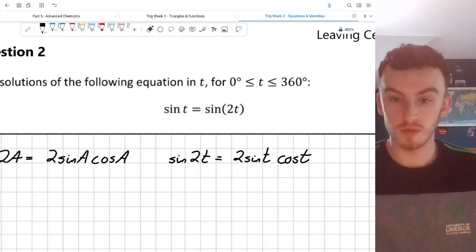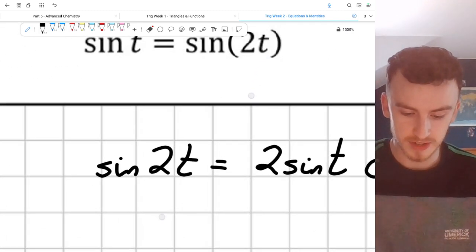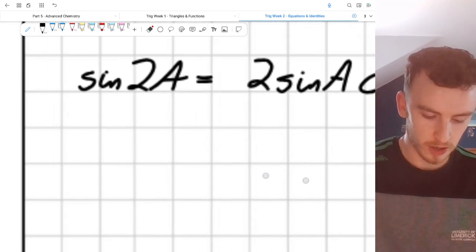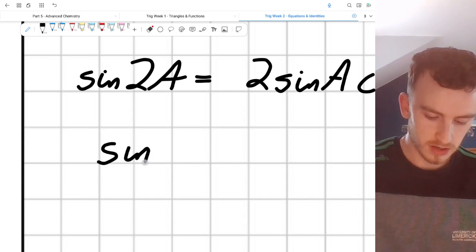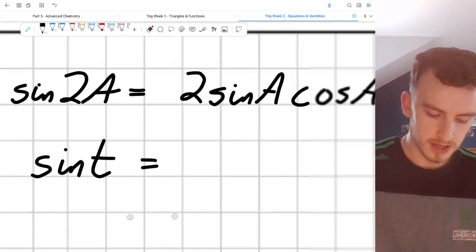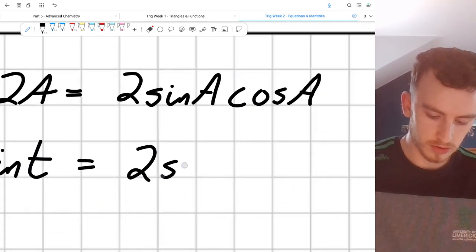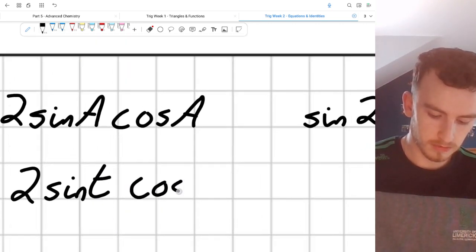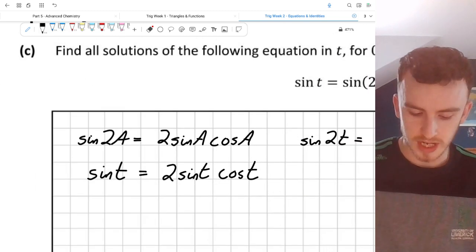So now we rewrite our equation, but instead of sine 2t, we'll have this bit here. So our equation now becomes sine t is equal to 2 sine t cosine t.